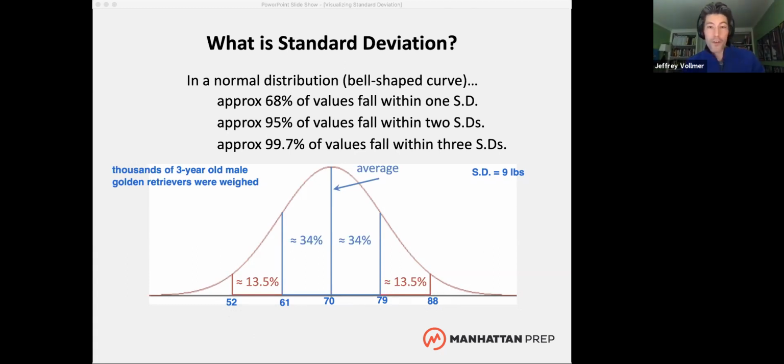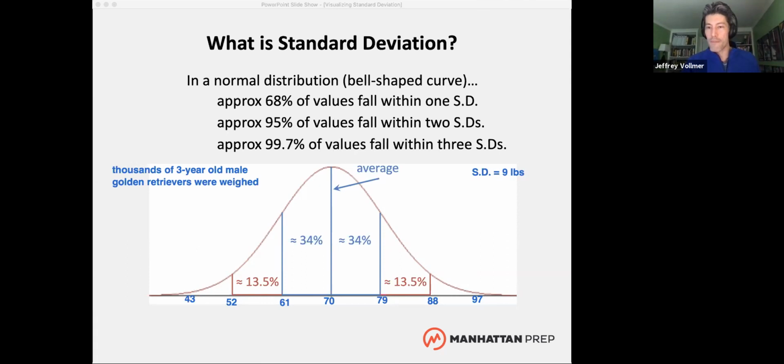And then we went even further. These are big and small dogs, and they're not puppies anymore, they're 3 years old. But you'd expect that between 43 pounds and 97 pounds, you'd find 99.7% of all golden retrievers. That means above 97 pounds, you'd expect to find half of the remaining 0.3%, because the other half would be below 43 pounds. So that is what we mean by the distributions and percentages in a bell-shaped curve.